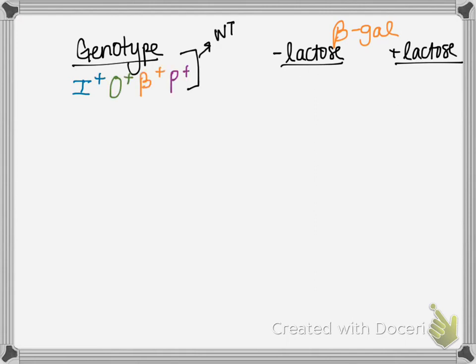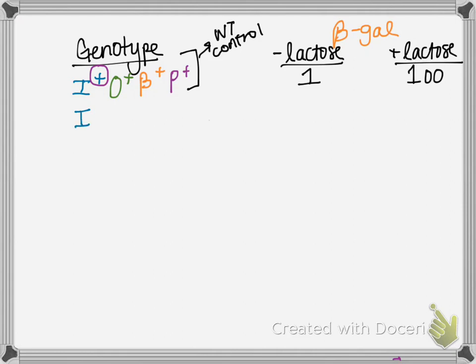So we're going to start with, just as we always do, what happens under the wild type condition. We need that control to establish the baseline. So we have I plus, O plus, Z plus, and Y plus. The plus here just denotes that it is the wild type, the normal allele is what we call it. And remember, an allele is just a different version of the same gene. And so when there's no lactose around, they don't make beta-gal, just as we saw in that last graph. And when there is lactose around, we see lots of beta-gal.